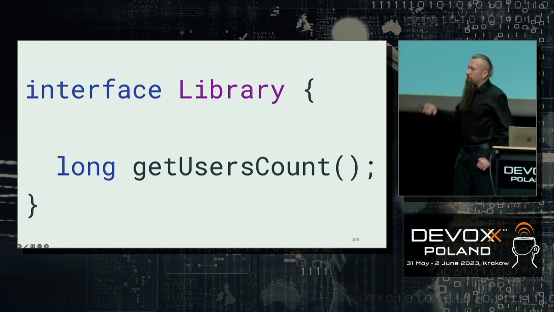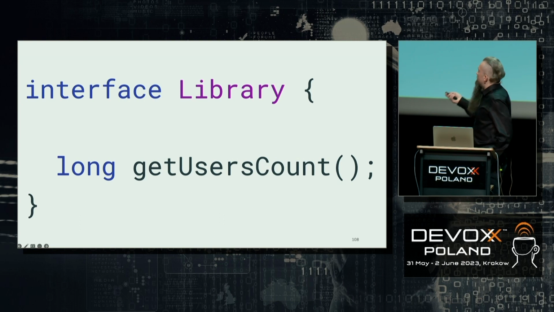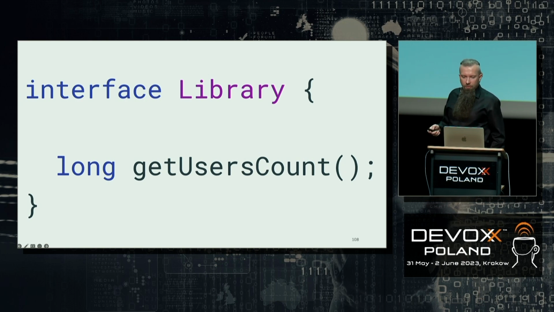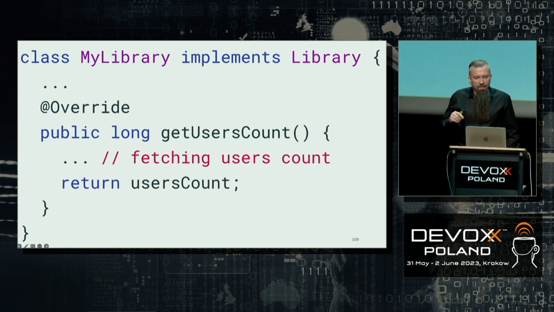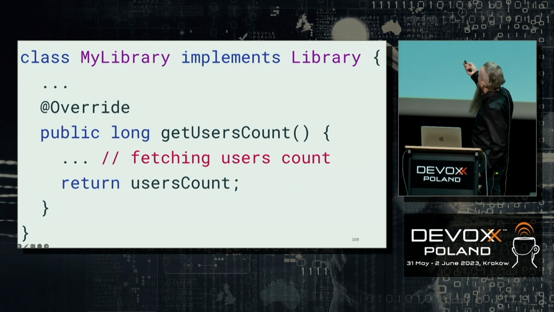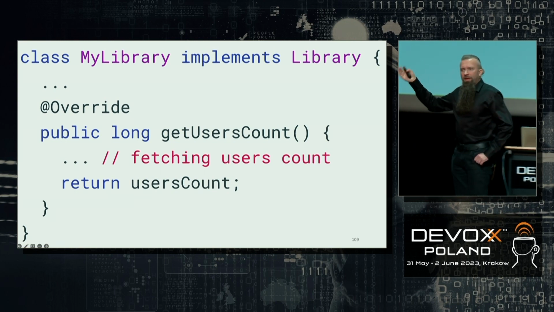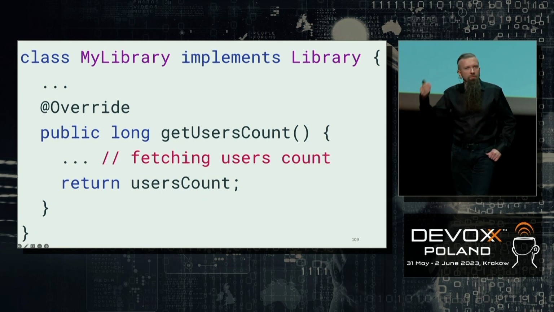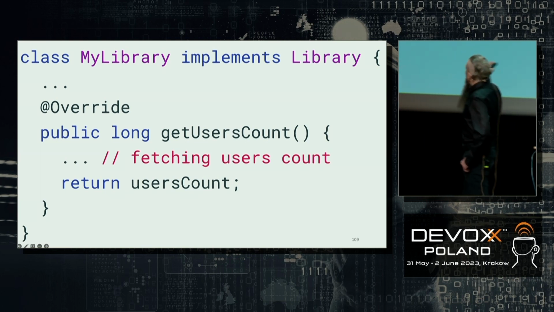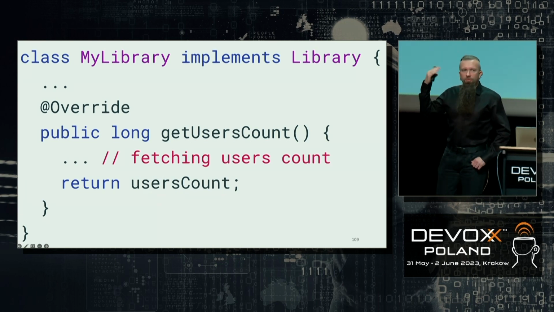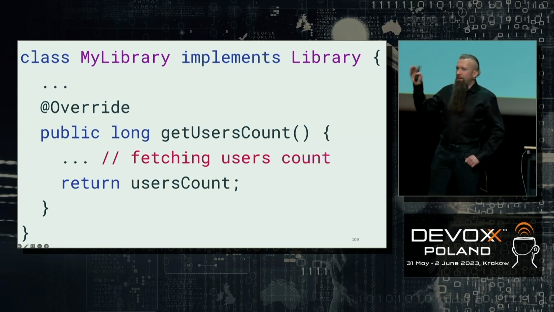How will it look? We are going to create a library interface which, for example, has a method get users count from some service and returns the number of users. Then we implement our library, where one of the methods overrides long get users count. To fetch the users count, we can use Unirest or any kind of library which allows us to connect to some external service, for example through a REST API, and then return the users count. But we are not handling any fault tolerance here. We are not retrying anything, just a simple call, and it may fail.